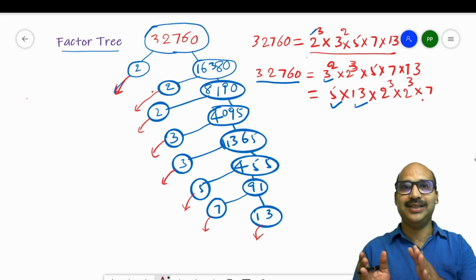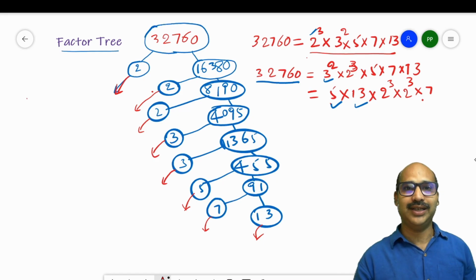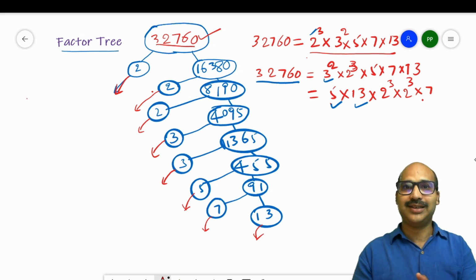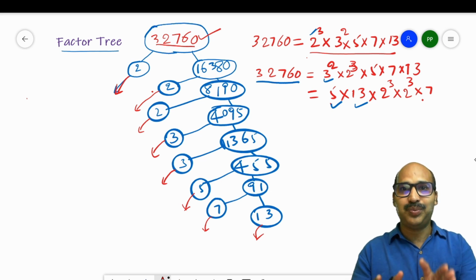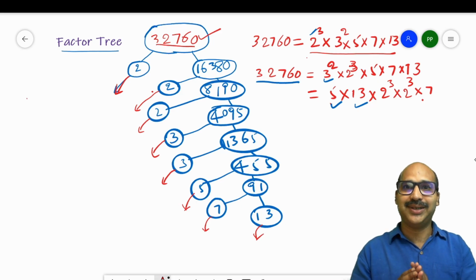So this number is equal to the product of primes. This number is known as a composite number. So what we understand from this factor tree? A composite number is equal to the product of primes. So this is nothing but the fundamental theorem of arithmetic. Let us understand that.